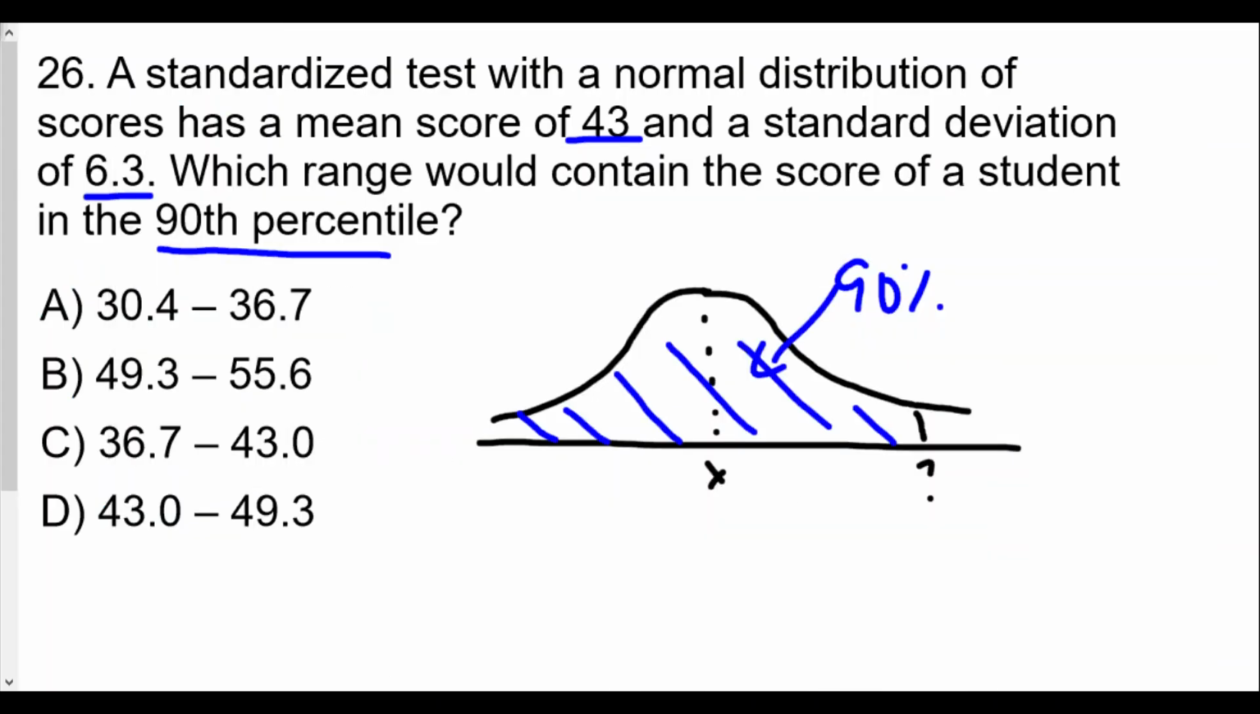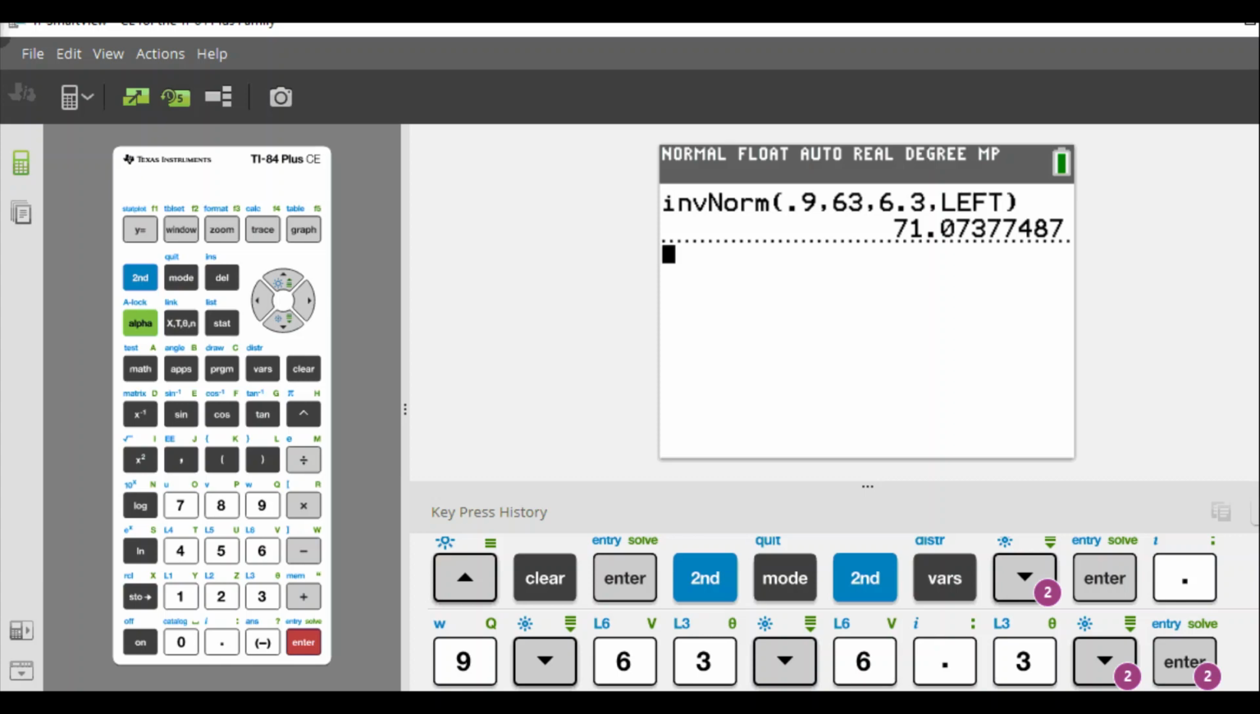So score of 71. Maybe I typed in the wrong information. Maybe that's what happened here because I don't see that. Let's go back to calculator. All right. Oh, I know what happened. I put in 63 for the mean. And this is where we have to double check and see.